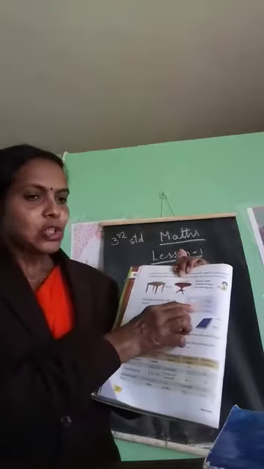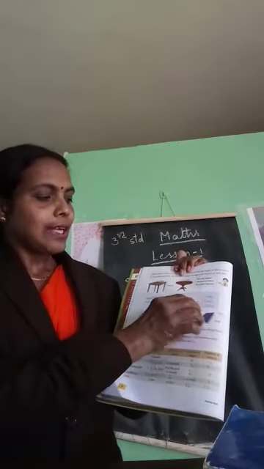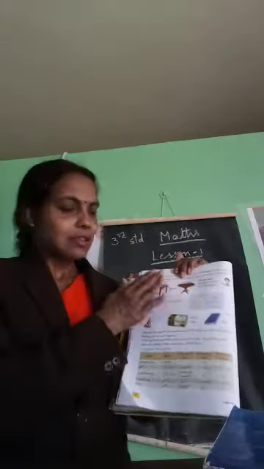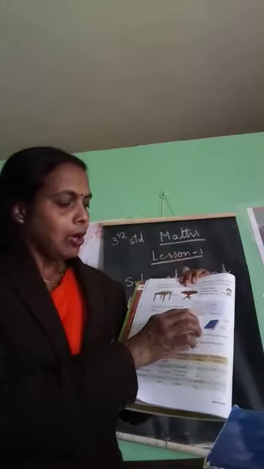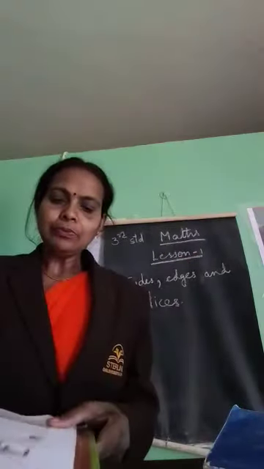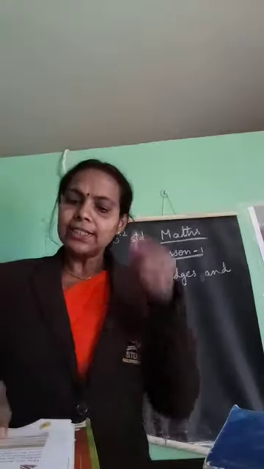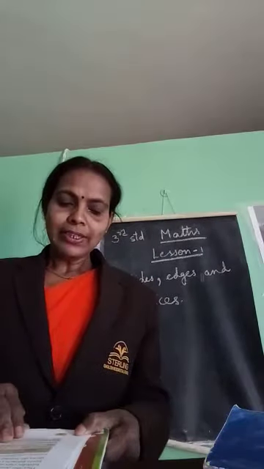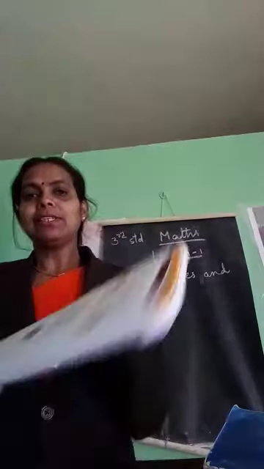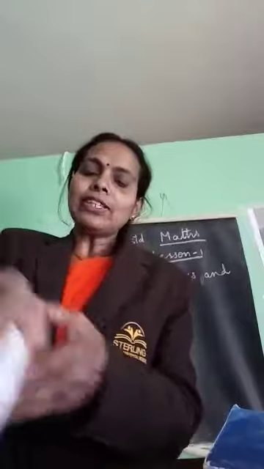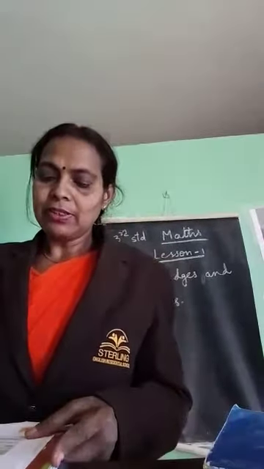Now this is a tube. I told you that edges means sides, and this is a face. Okay. Now vertices, that is corners. Got it? Now one question is there. Complete the following table. You have to complete this table. First is the geometry box.